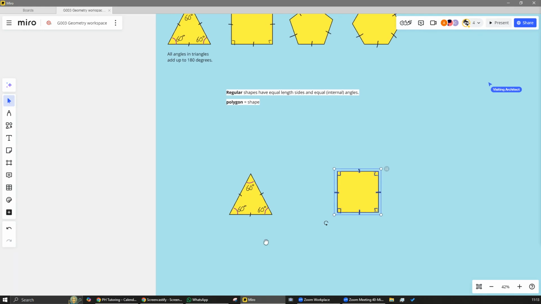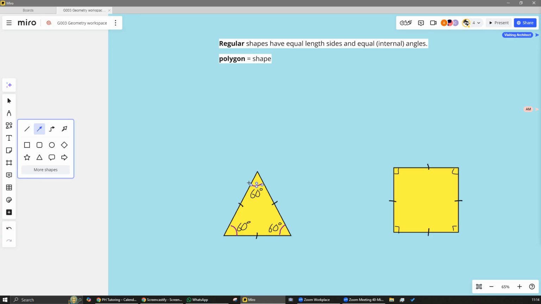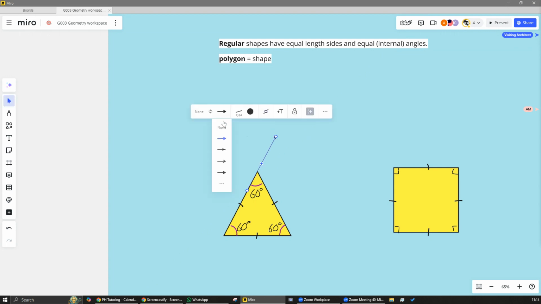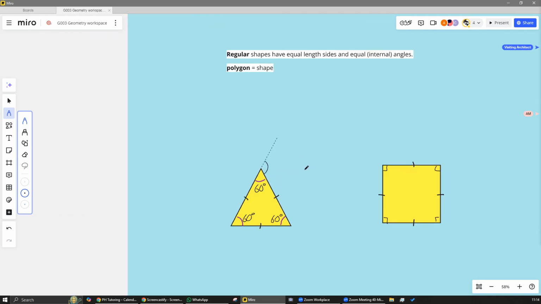So I use the phrase internal angle. And that would be the opposite of external angle, wouldn't it? So let's think, what could an external angle be? Basically, if I were to take the line and extend it outwards like that, and probably also make it a dotted line, the external angle is this one here. Okay, so as you can see, it's outside the shape.